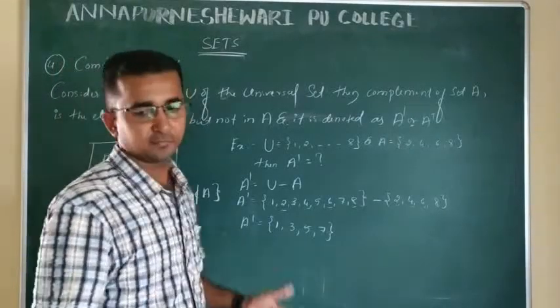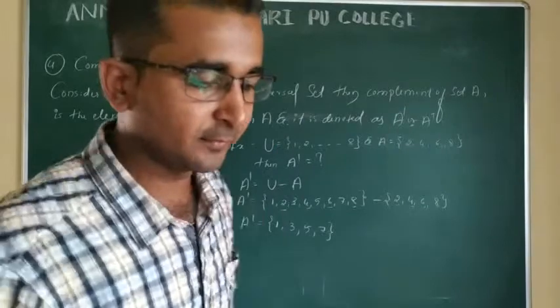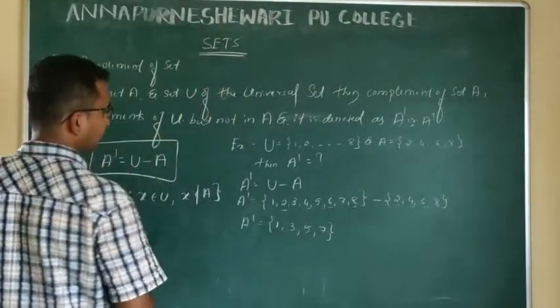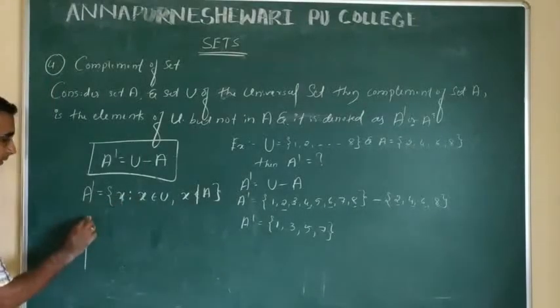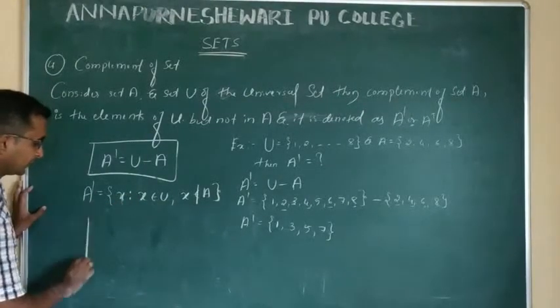So this is nothing but A dash. After this we have something important: first we have to write down its Venn diagram. Venn diagram of the complement.